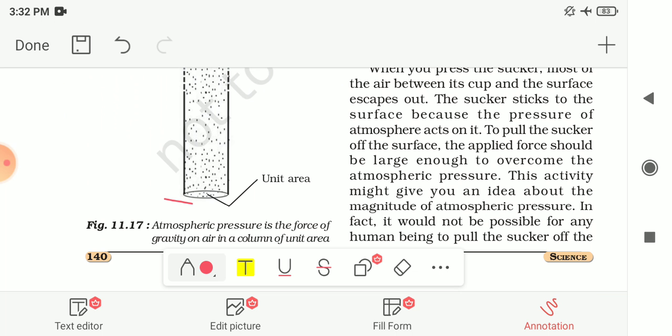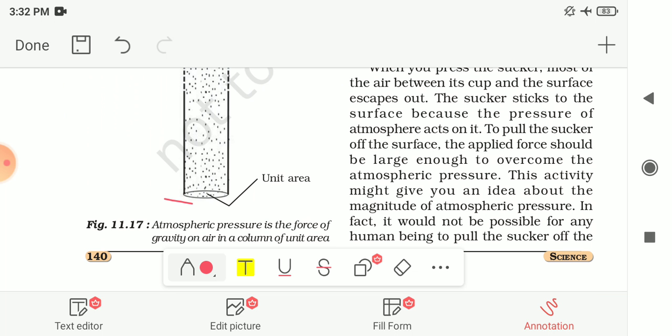Here you can see the atmospheric pressure is the force of gravity on the air in a column of unit area. This cylinder has a unit area and is filled with air, and we know that the force of gravity acts on each and every object. So it also acts on the air particles. The gravity force acting on this air column is known as the atmospheric pressure.